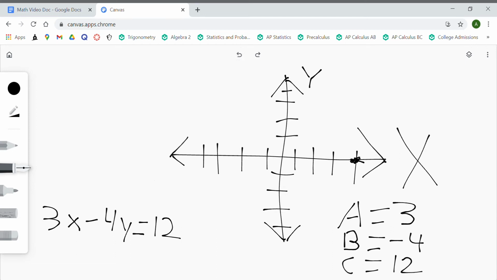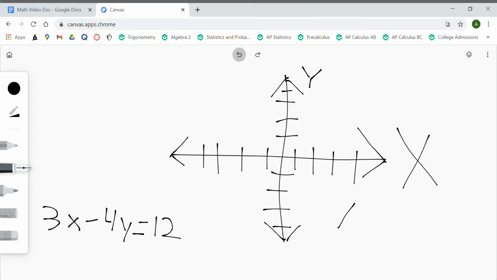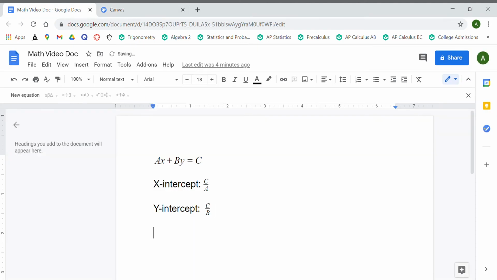Note to you guys, drawing with technology sucks. Yeah, just flat out sucks. Alright, so now, think we're ready to try slope-intercept form?